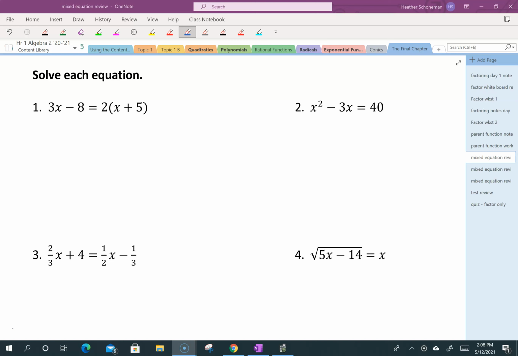These notes are a mixed review of the different types of equations that we've covered, Algebra 1 and this year, but we need to be able to solve all the different types no matter when they're presented to us. So in the first one, that's a linear equation.